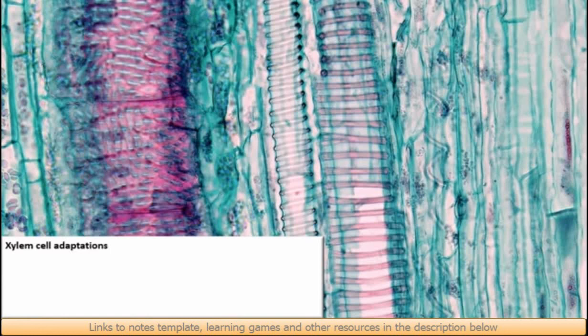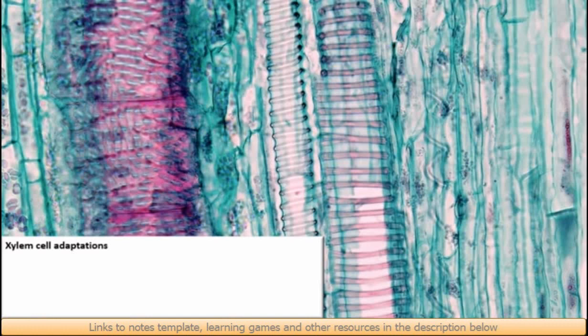Xylem. Xylem is part of the vascular tissue of a plant, like the blood vessels in humans. There are a few different types of xylem cell. Collectively, their function is to provide support and transport.